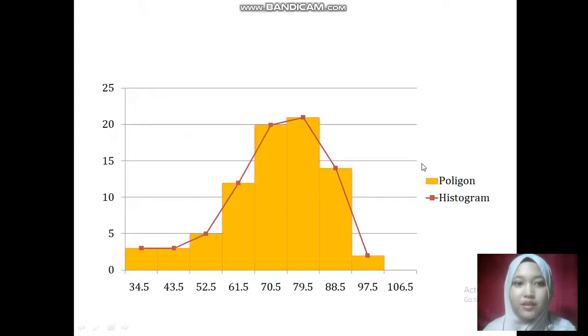And then next, right here there is a polygon and histogram. So yeah, this is the histogram and polygon of that raw data value. And yeah, that's all about my explanation.